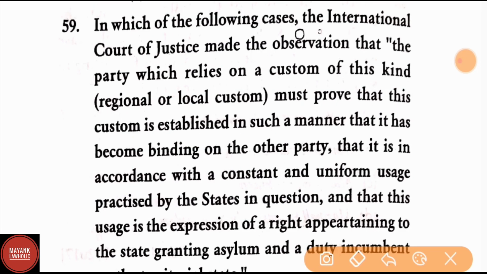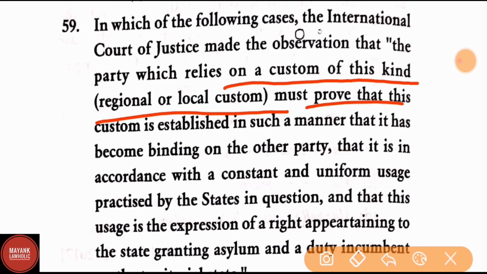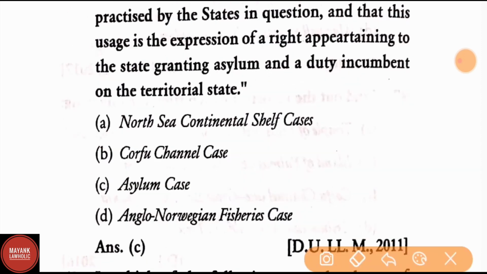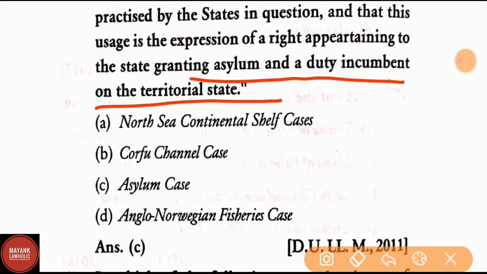Question number 59. In which of the following cases the International Court of Justice made the observation that the party which relies on a custom of this kind, regional or local custom, must prove that this custom is established in such a manner that it has become binding on the other party, that it is in accordance with the constant and uniform usage practiced by the states in question, and that this usage is the expression of a right appertaining to the state granting asylum and a duty incumbent on the territorial state? It was held in the Asylum case.